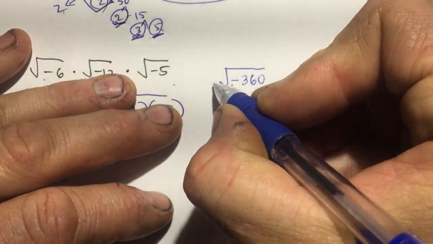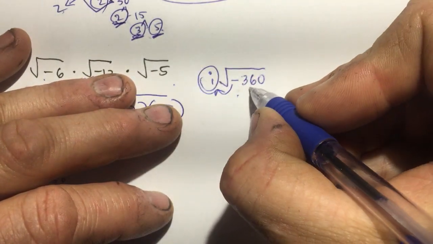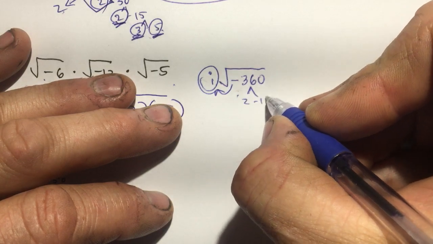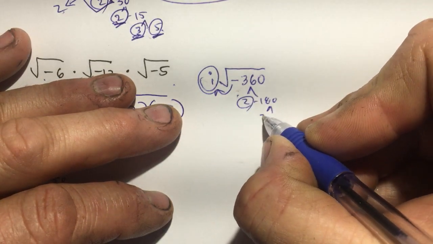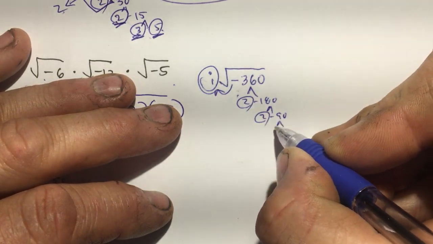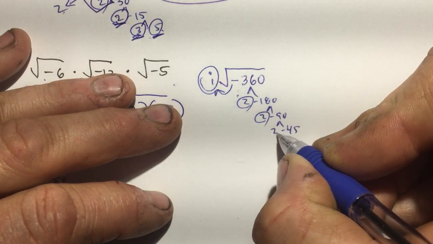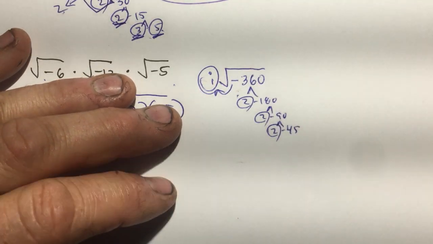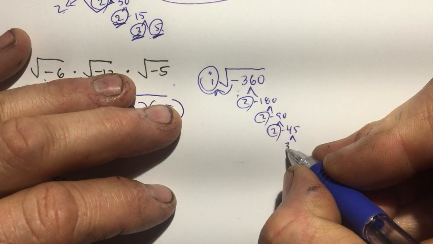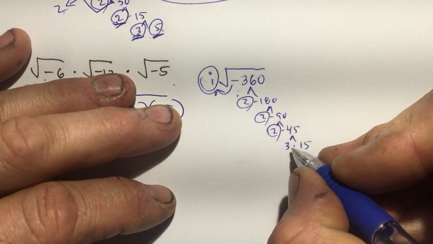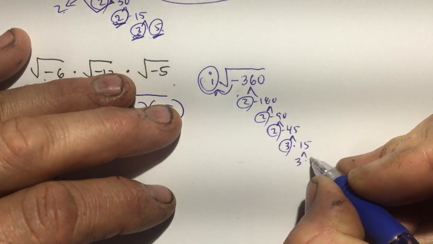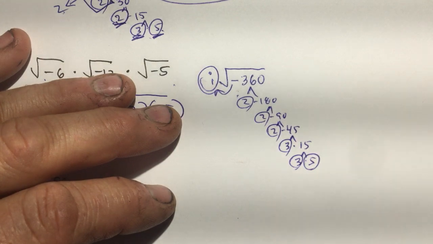All right, so now I've got to break down this radical just like I did the other problem. So the negative comes out as an i. I break down my 360, so that's going to be 2 times 180. 180 is 2 times 90. 90 is 2 times 45. And I can't do 2's anymore, so I'm done with the 2's. Now, 45 is 3 times 15. 15 is 3 times 5, and then 5 doesn't break down, so it's stuck.